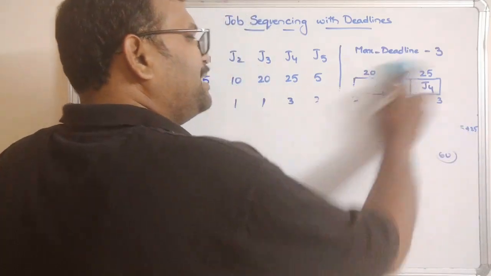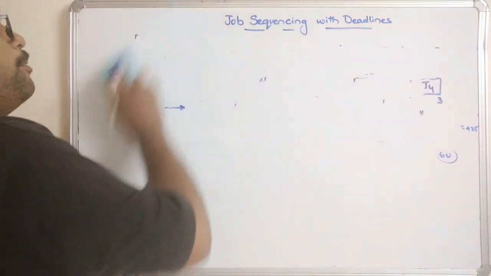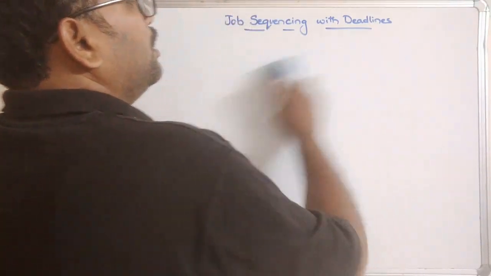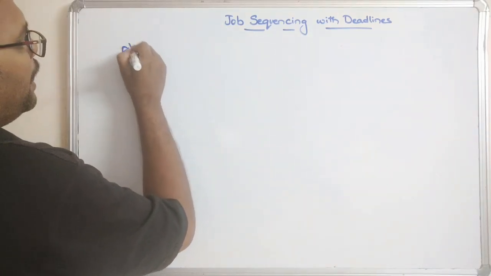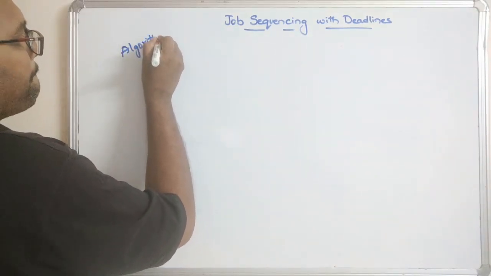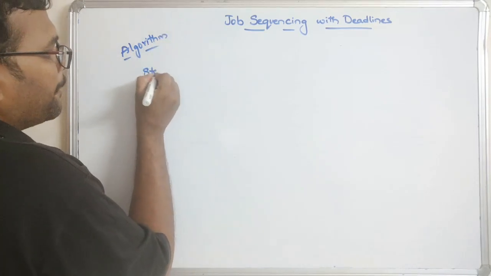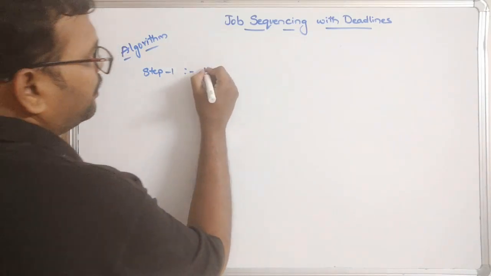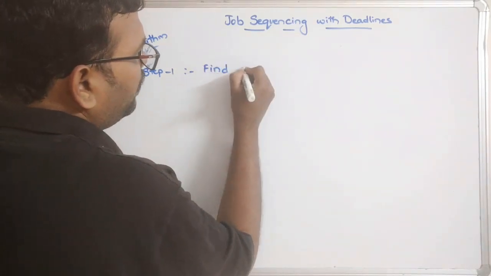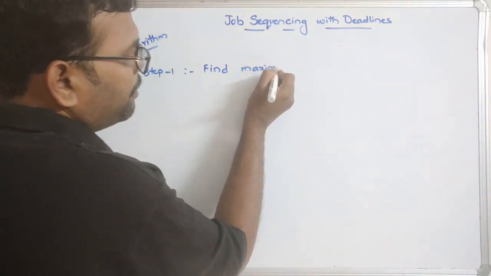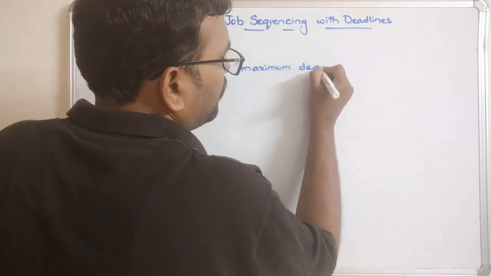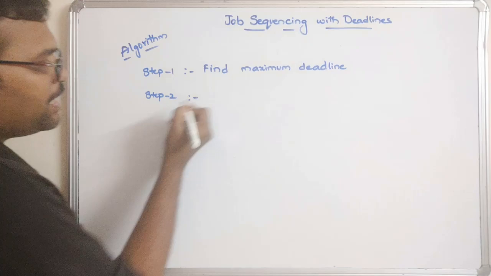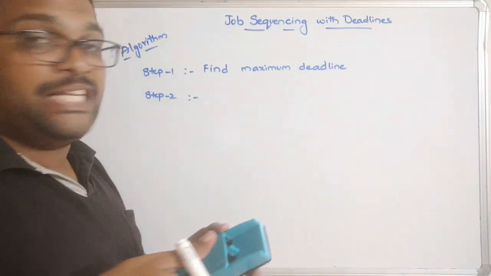So take a few more jobs. Let us take some 10 jobs and try to solve the problem so that you will understand more. So now I will write the algorithm and I will wind up. Algorithm. Step 1: we need to find the maximum deadline.